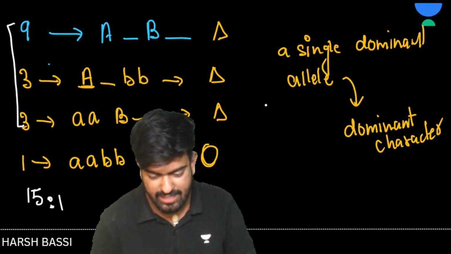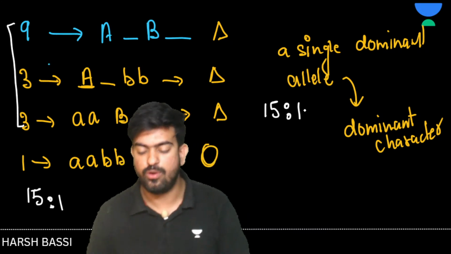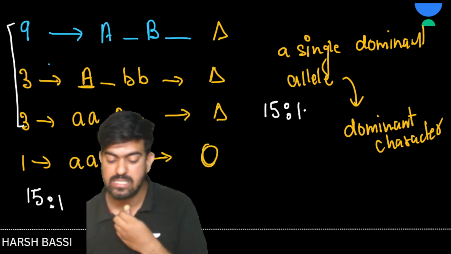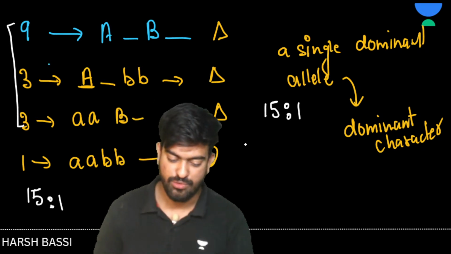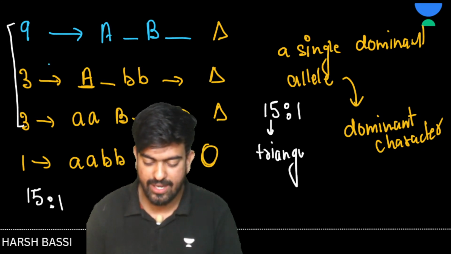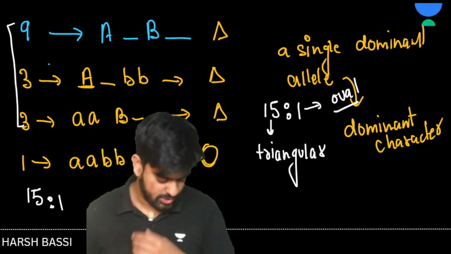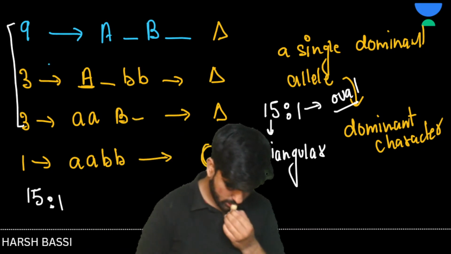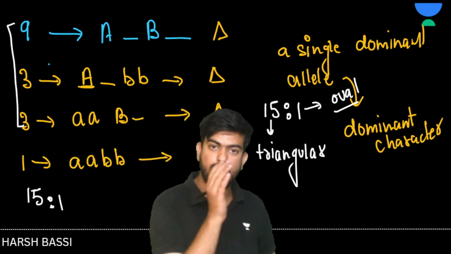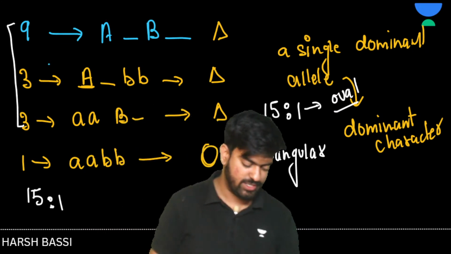15 we are having, I'll write here, okay? 15 is triangular in shape, and 1 is oval in shape, okay? So 15 is triangular, and one is oval in shape. Yes or no? Clear to everyone? Great. So this was all about the complementary gene interactions and duplicate gene interaction, right?